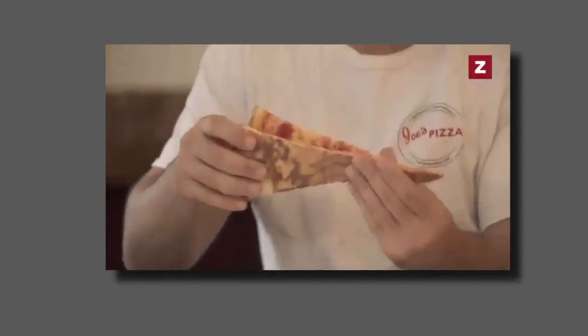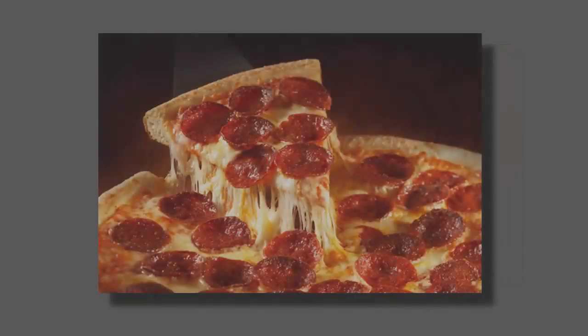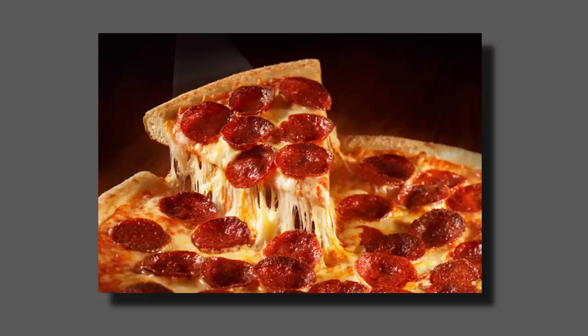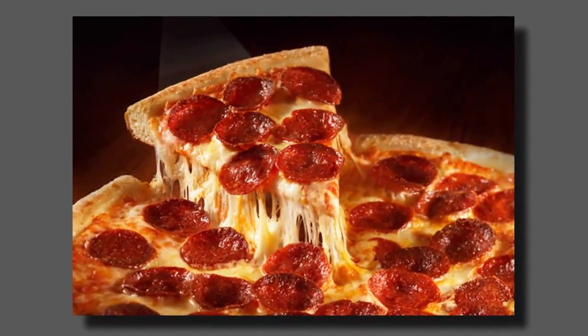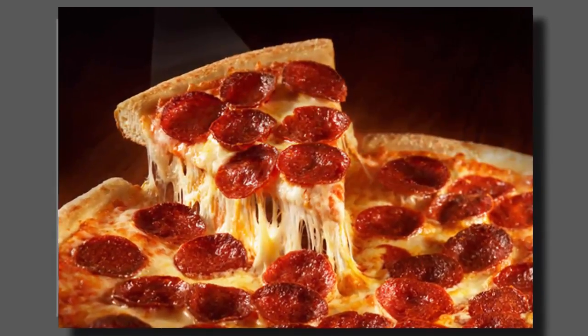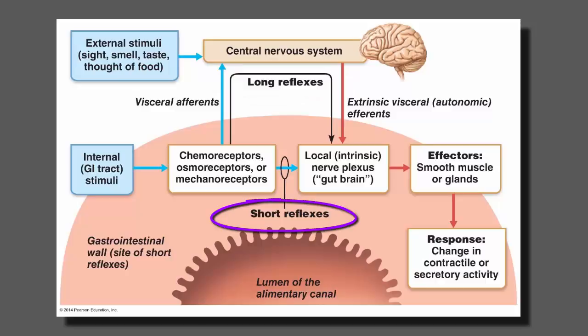So food in the mouth will begin the process of gastric secretion in the stomach. Well, actually, the process can begin even before the food enters the mouth. Just the sight or the smell of food can stimulate the vagus nerve, stimulating the gastric glands to begin to produce gastric secretions. This stimulation is referred to as a long nerve reflex because it is not initiated in the organ itself. Once food hits the stomach, then we have the short reflexes occurring.